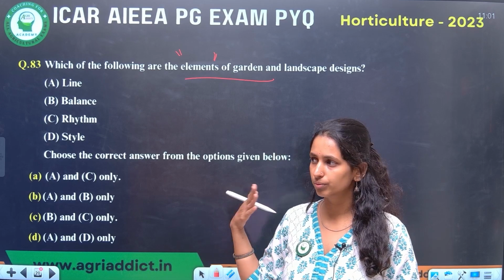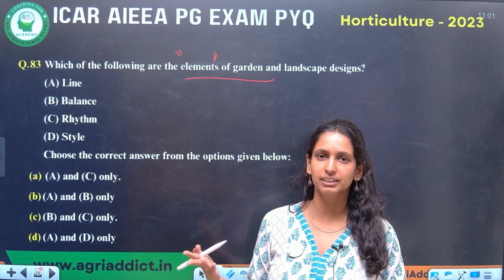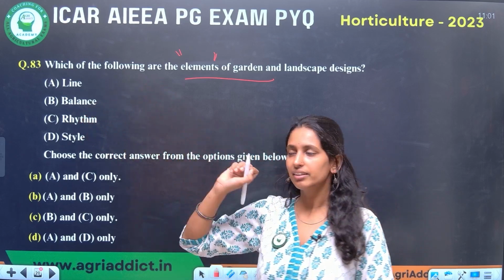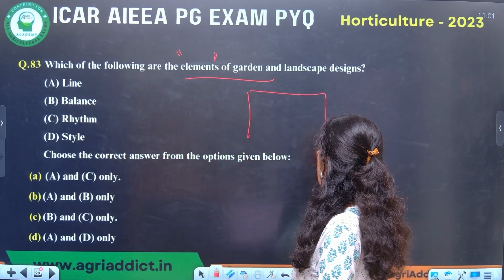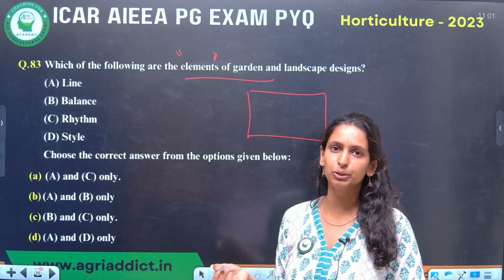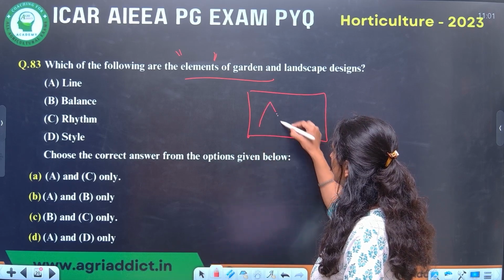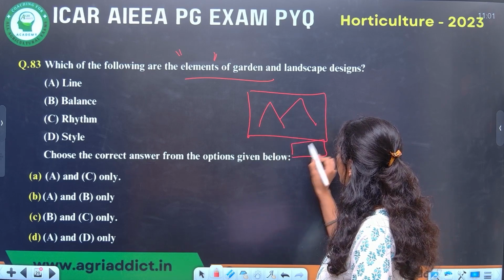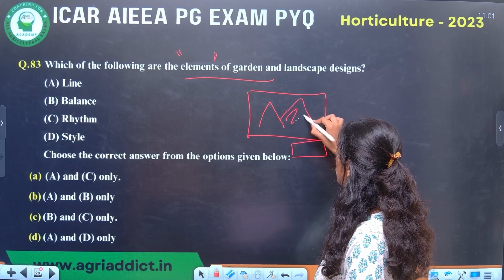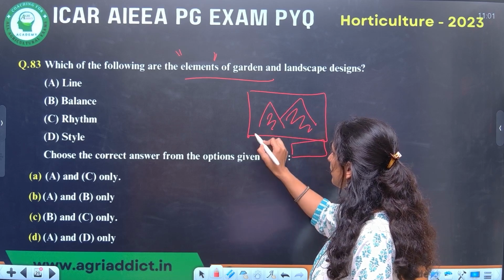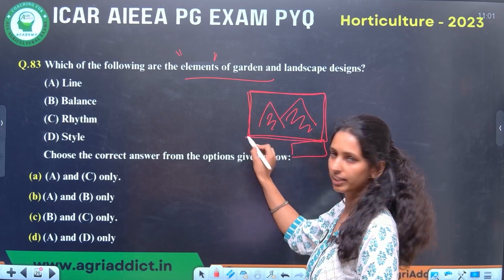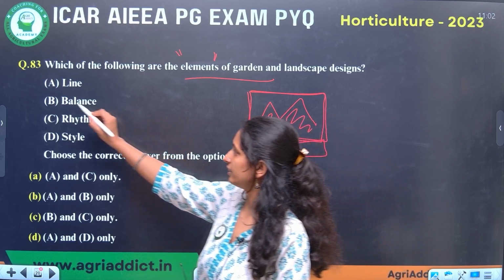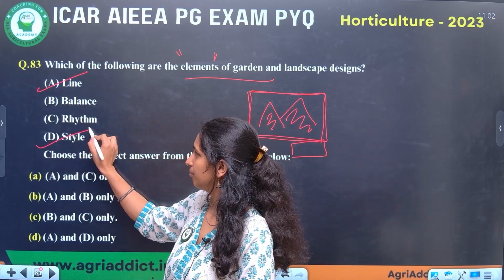Mainly to make it look symmetric or asymmetric, balance is what we will be using. Imagine you are drawing a picture. What all will you be using? You will be using different lines, you will use a scale for that, and you will add colors to it. And there will be different styles of drawing, like portrait. So these are all related to the elements. So here you can answer line and style.